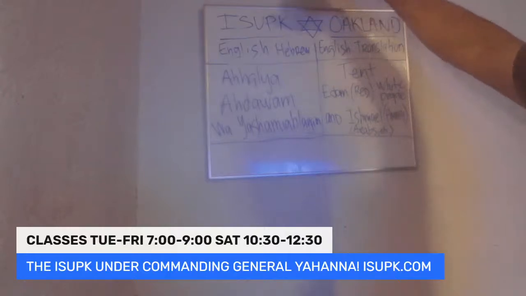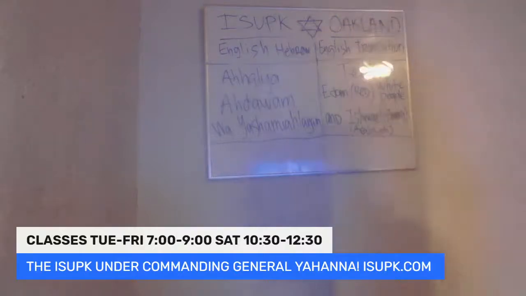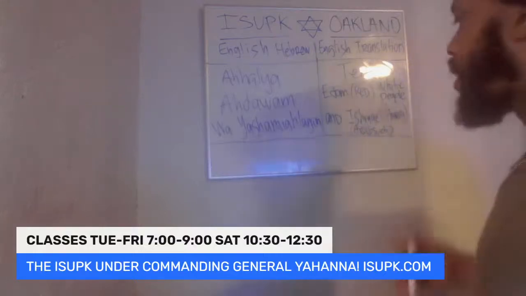So Ahaliah is tent, Adawam is Edom. Edom means red. It's also the name of white people in antiquity. Wayashma'alayim is Ishmael, or Ishmaels, meaning everybody that falls under whoever the Arabs are, your Iraqis once again. And you got Iraq, and then you have Iran. They two different types. And Ishmael means flowery, like a field of flowers, not like it's flowery in the kitchen from all of the flour.